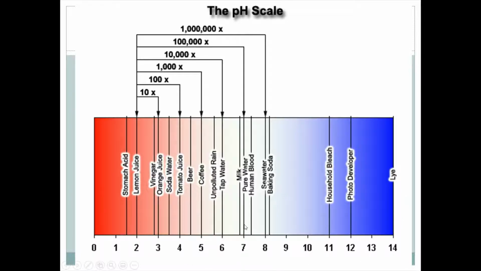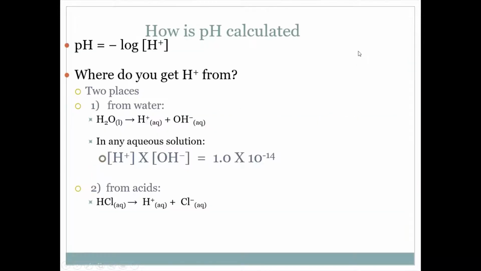Here, pure water is 7 right in the middle. Where does that 7 come from? It comes from the fact that the definition of pH is the negative log of the hydrogen ion concentration. And some of you guys may have used logs already. Usually you learn logs in Algebra 2. Some of you may not have.